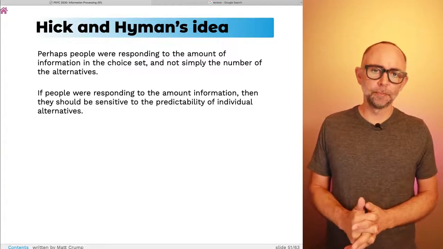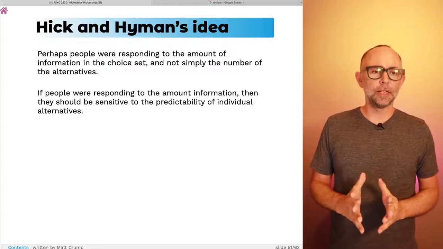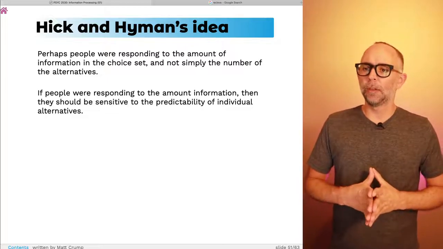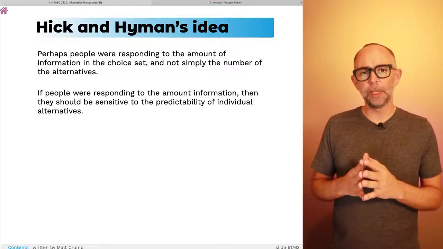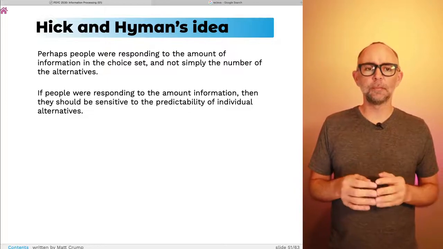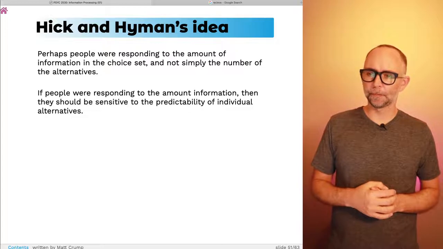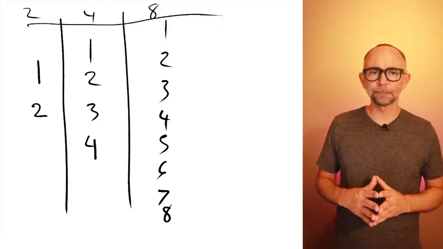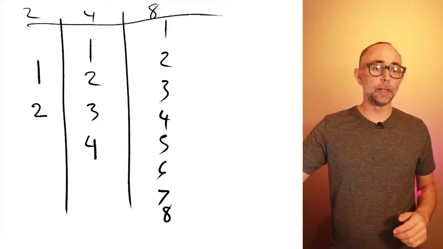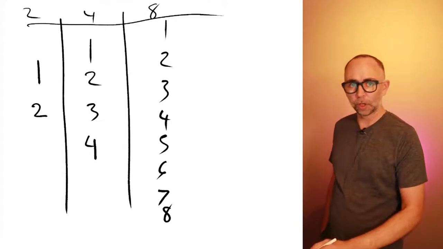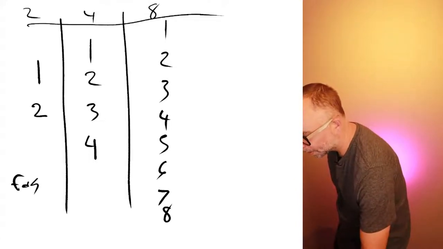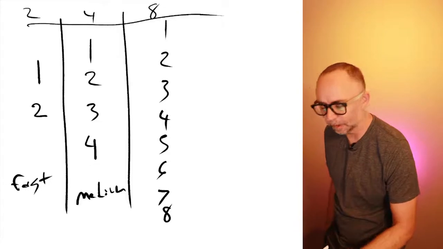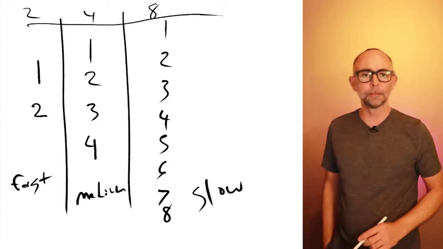So Hick and Hyman both had a similar idea at the same time. They were wondering whether people were responding to the amount of information in the choice set and not simply the number of the alternatives. So if we go back to this little table, people would run experiments and would show that you were fast to respond here, medium fast to respond here, and slower to respond here.